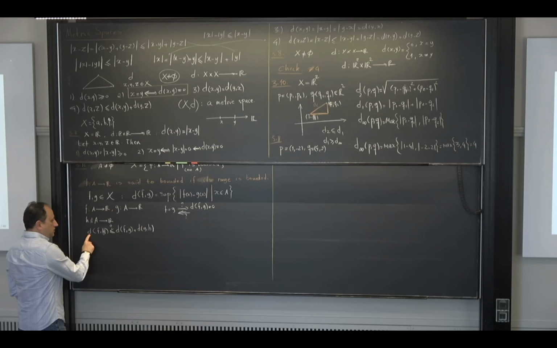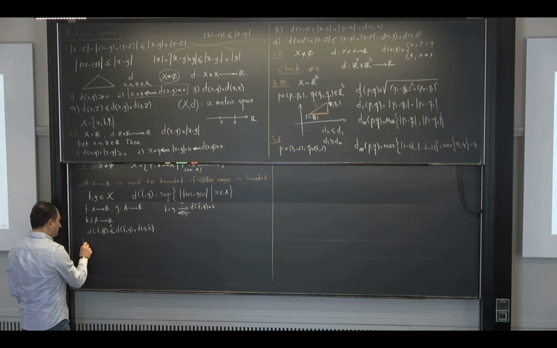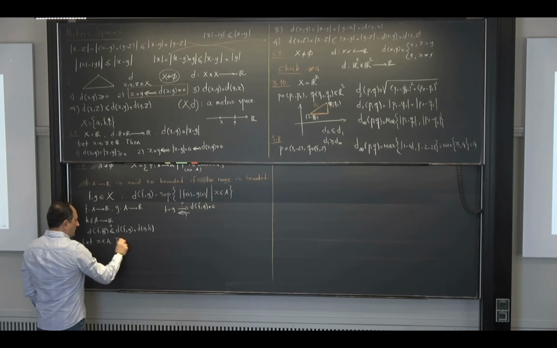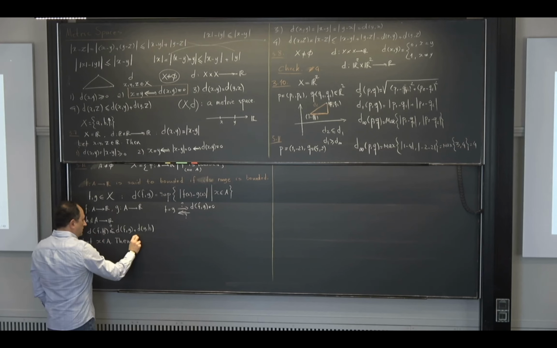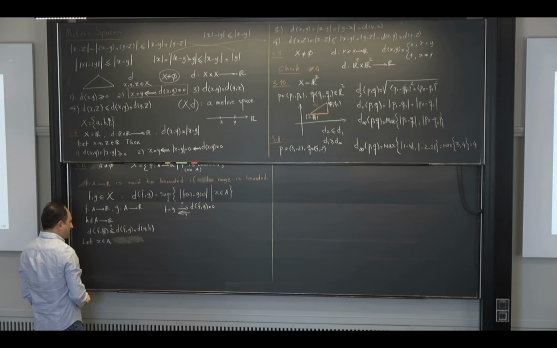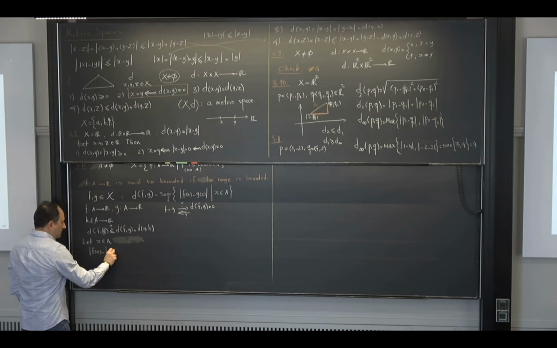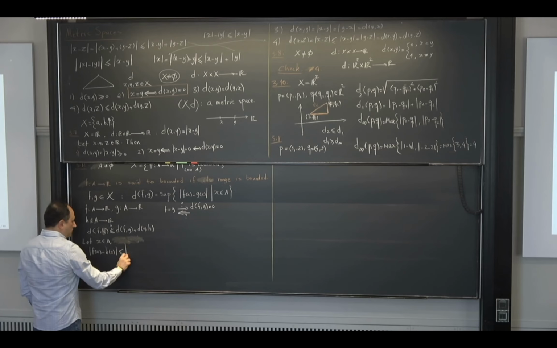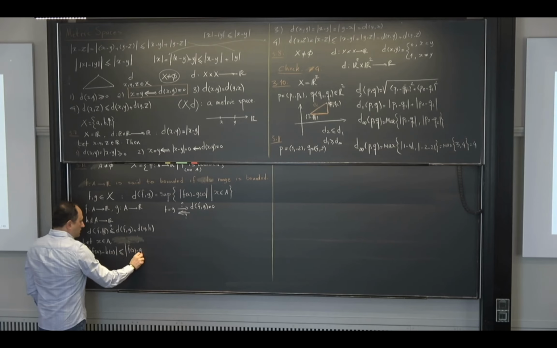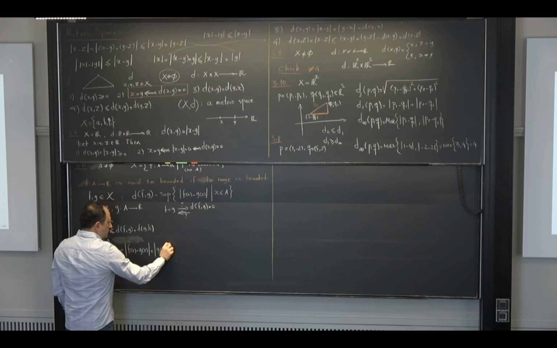This d is a supremum. I want to show that the supremum is smaller than a given number. So how can I prove that? I would say, let x belong to A. Then what is this distance? Let me write it like this. Then the absolute value of f(x) minus h(x) is less than or equal to the absolute value of f(x) minus g(x) plus the absolute value of g(x) minus h(x).